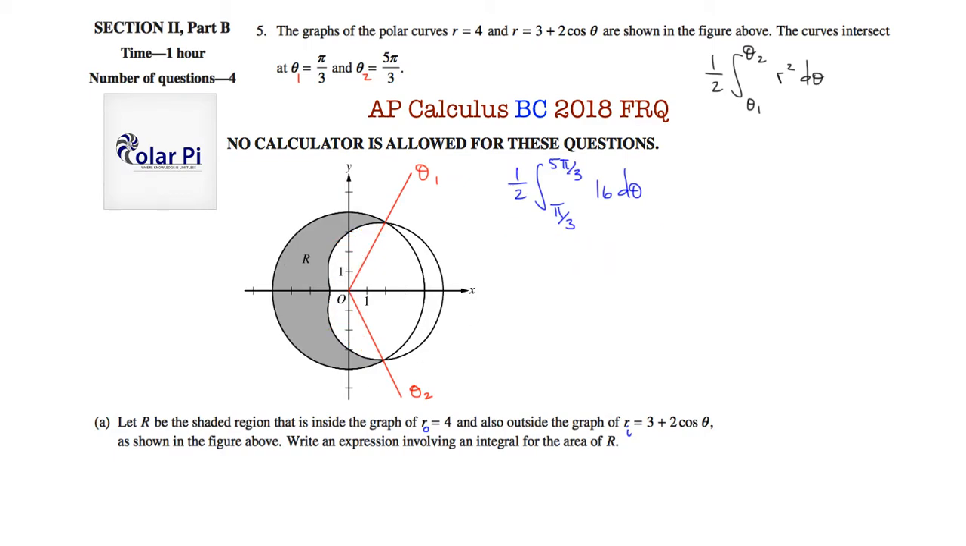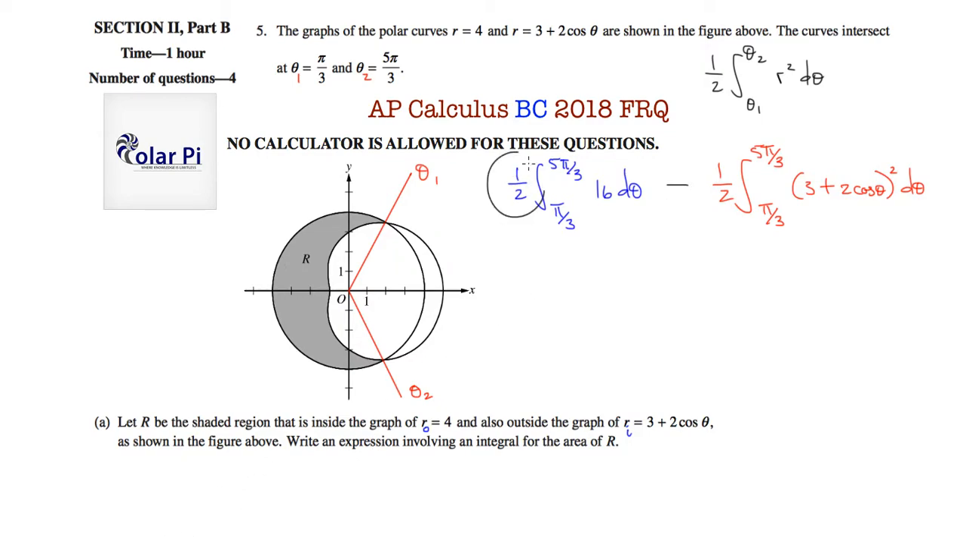But the area I just shaded in red is given by this formula also, involving this r this time, right? So it's equal to 1/2 times the integral from pi over 3 to 5 pi over 3 of r squared, and r is 3 plus 2 cosine theta, squared, and then d theta, right?